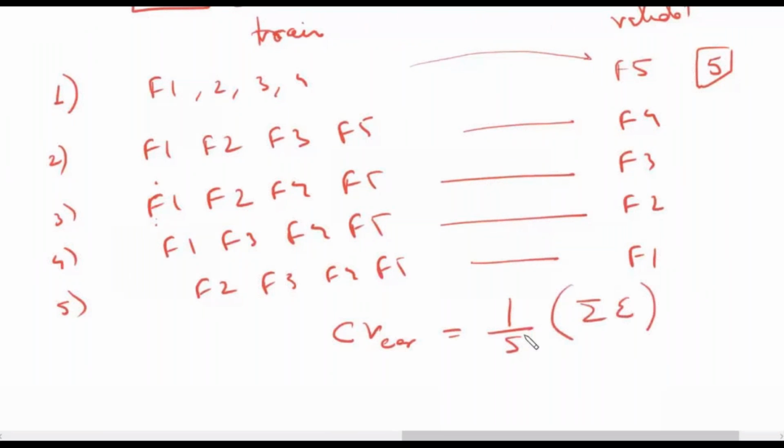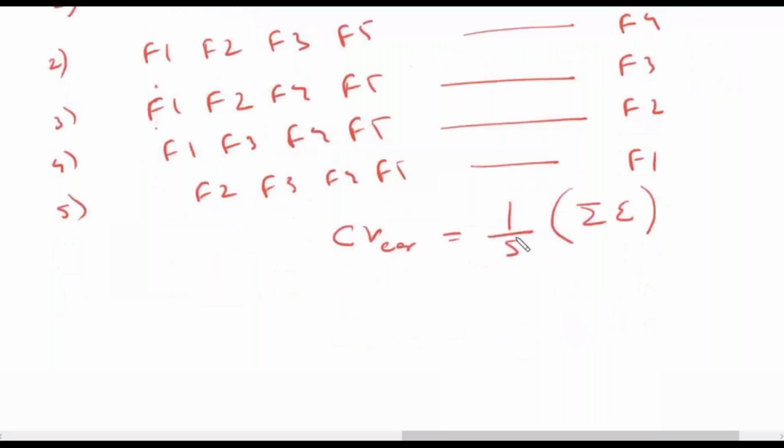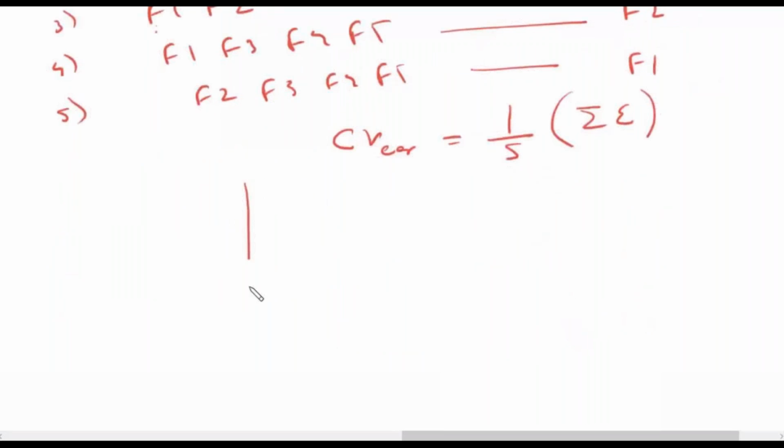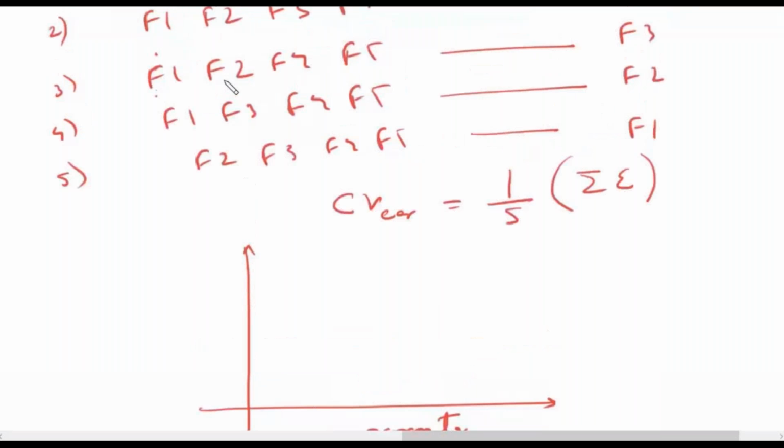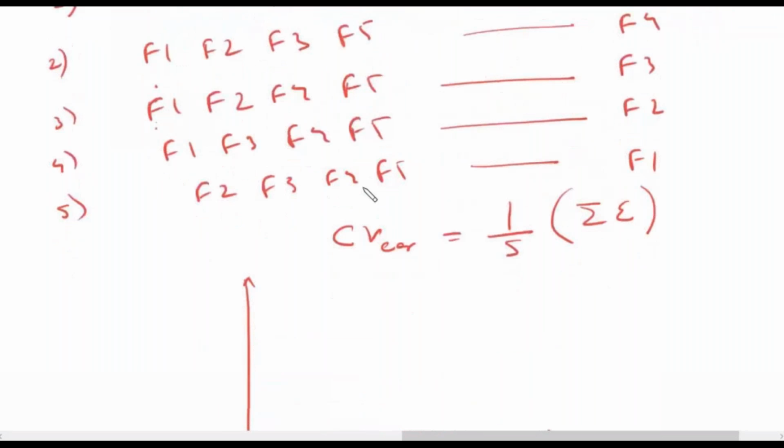So you take the average of the error. Now this can be used for parameter tuning. You can tune your parameters based on which parameter in general gives the best score on the validation data. So let's say we are talking about a parameter. For each fold, or for each iteration, we will plot the accuracy.